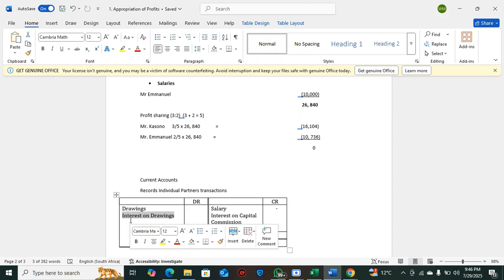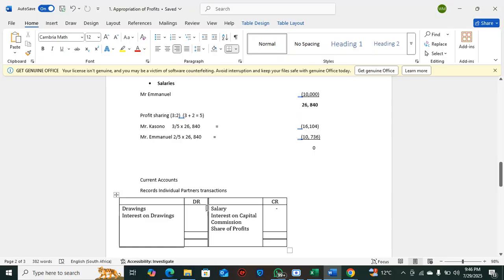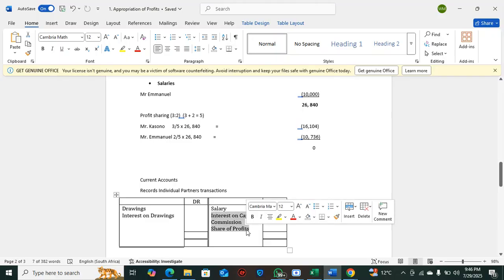Drawings, you remove it, that's yours for personal use, which you need to bring back. Interest on drawings is what you need to pay back to the business. Then salary, interest on capital, commission, and share of profits come on the credit side because they're increasing your balance. So what's on the credit side increases your balance. What's on the debit side reduces your balance.